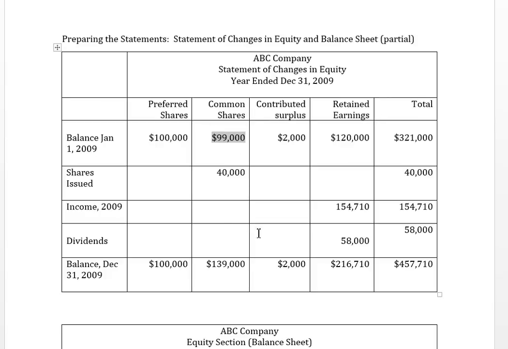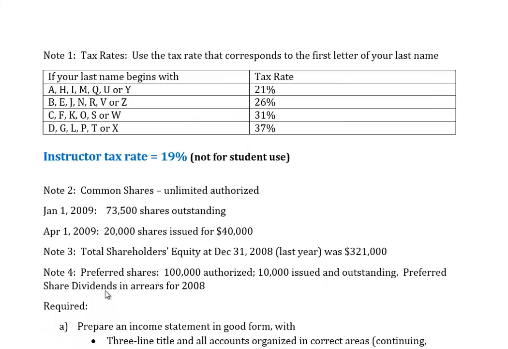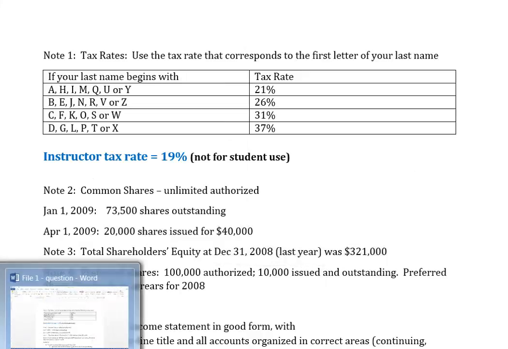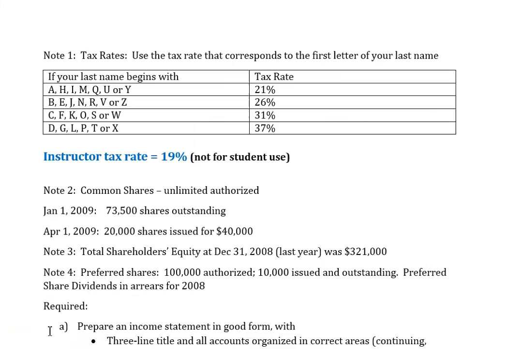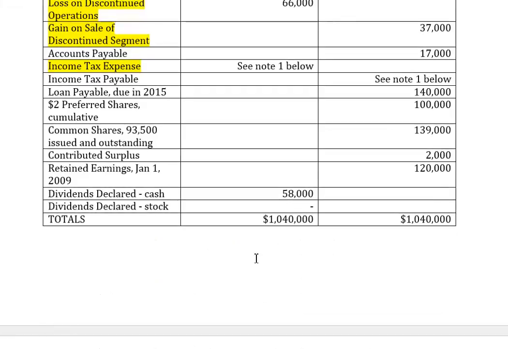Now, what happened during the year to change our equity position? Well, we issued some new shares, $40,000 worth of shares. Again, we had that in the question right here. And the other thing we know is that we had income during the year of $154,710. That was your income or profit for 2009. We just did that in the income statement. And we also know, based on the question, that we declared dividends during the year of $58,000. And that's right here. We had some cash dividends.